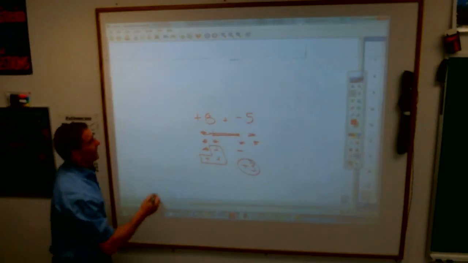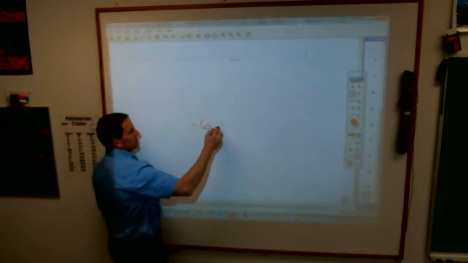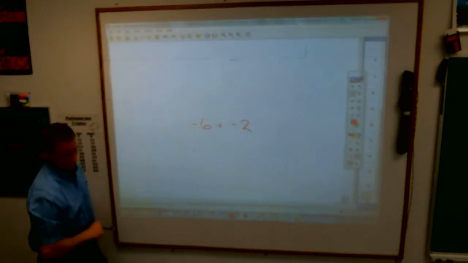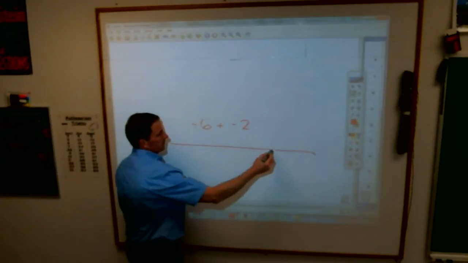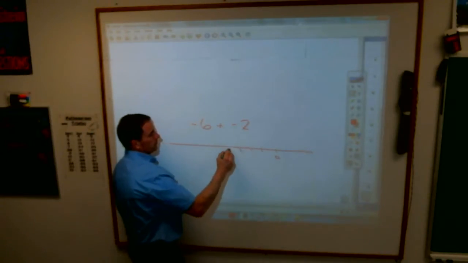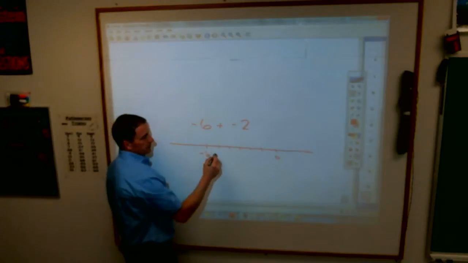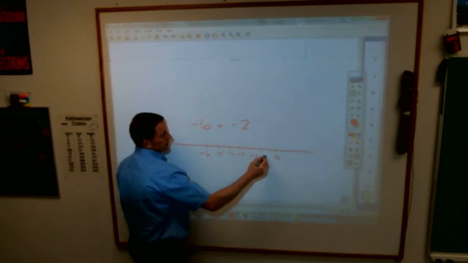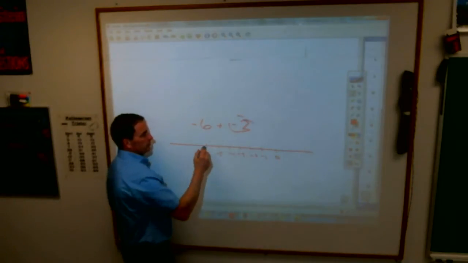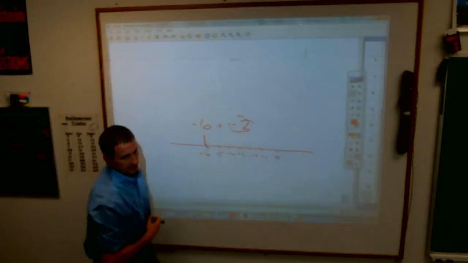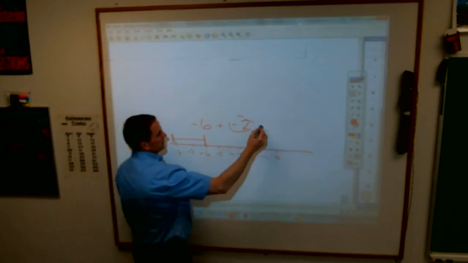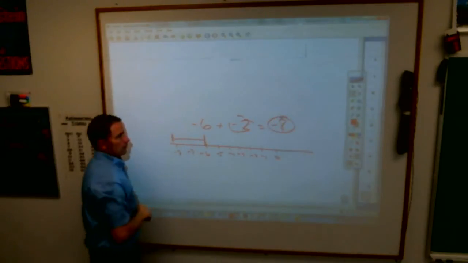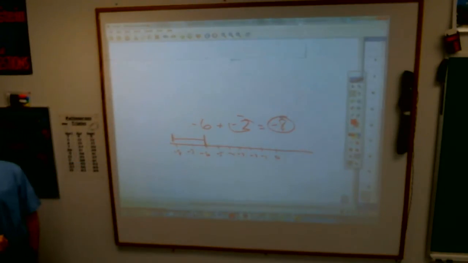What would happen if you had a -6 plus a -2? On a number line, here's 0, 1, 2, 3, 4, 5, 6. Here's -6. What happens with negatives? Which way do we move? Left. Negatives go left, so this would be -7. This would be -8. Going backwards 2 places from there equals -8. When you add 2 negatives together, you get a bigger negative.